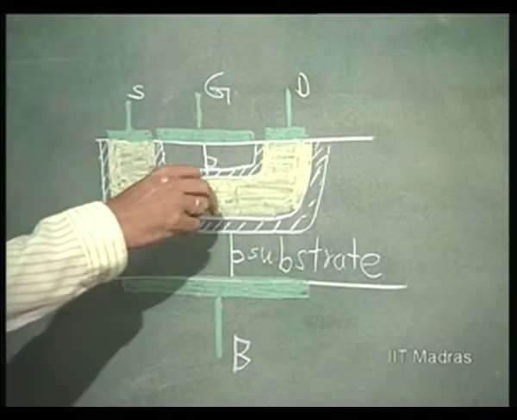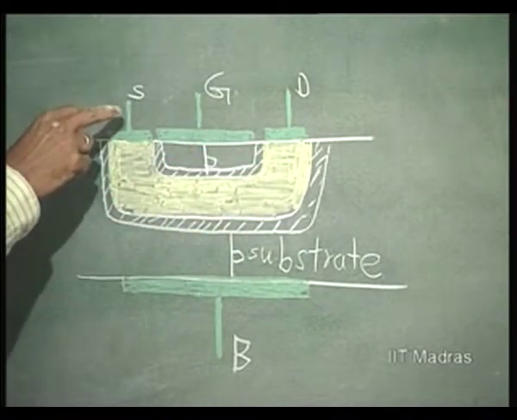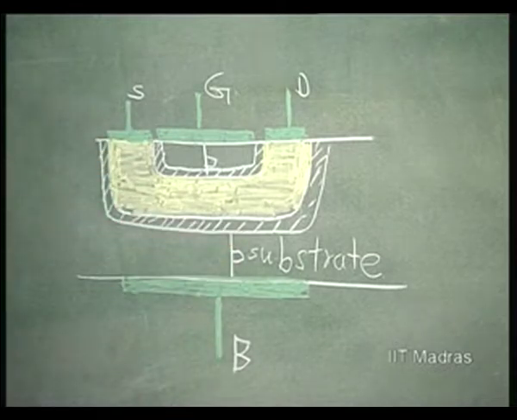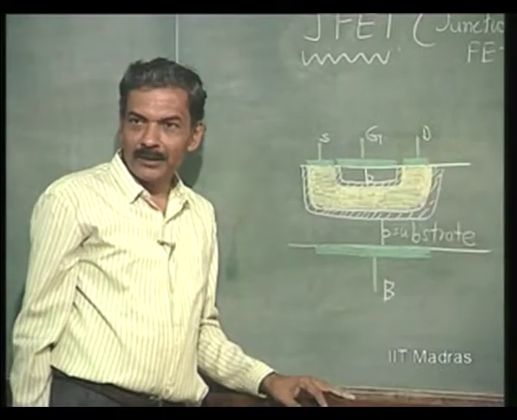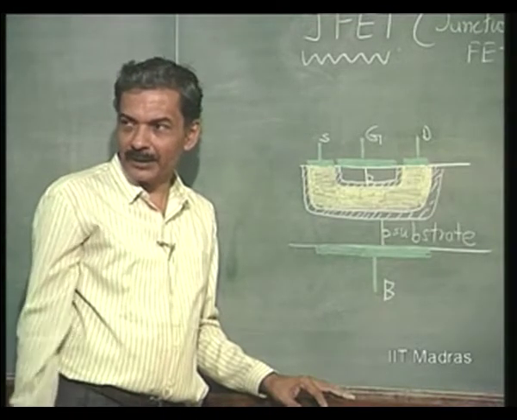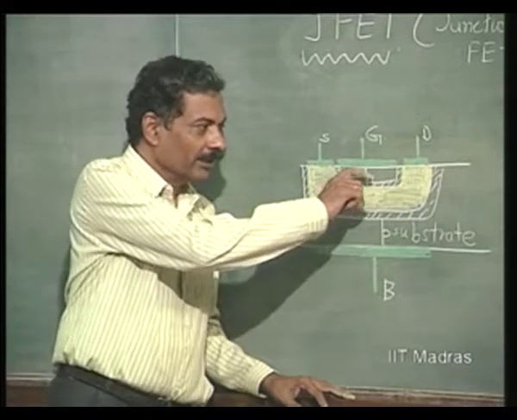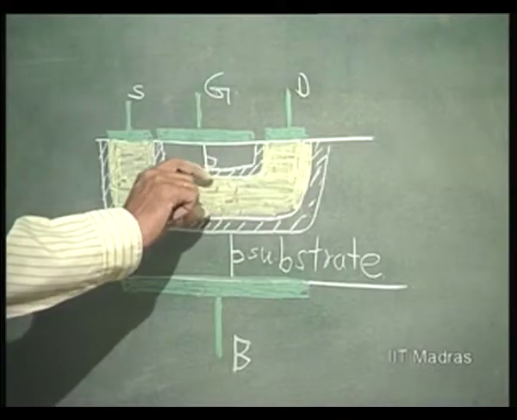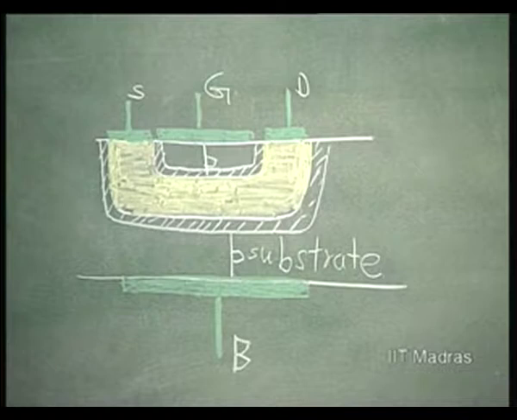This is the N channel. It is already linked. Source and drain are already connected. So, this type of FET is called depletion type of FET, because there is already a channel. You can close it only by depleting carriers, or actually extending the depletion region further into the channel.